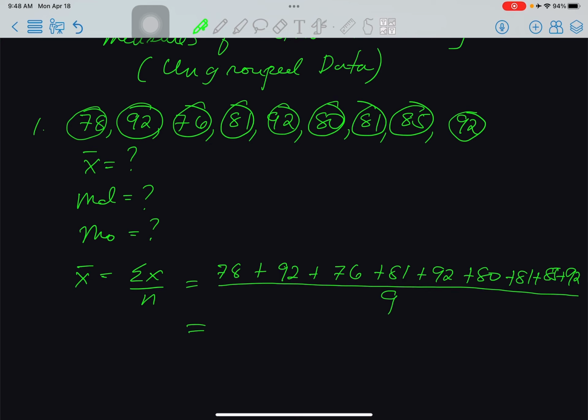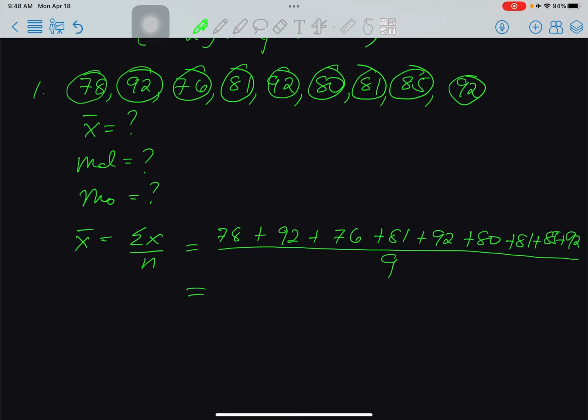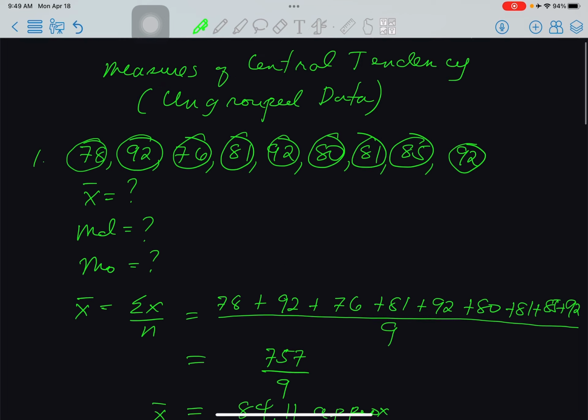Now, let us add 78, 92, 76, 81, 92, 80, 81, 85, and 92. So here, the total is 757. Then, dividing this by 9, our mean, or the average, is equal to 84.11, approximate. So that is now the mean of our given data set.